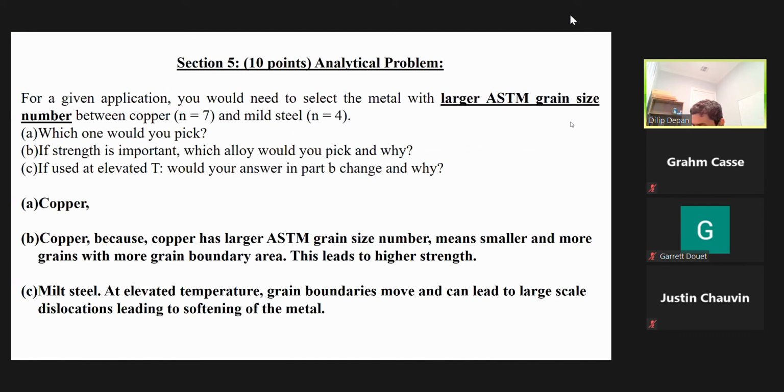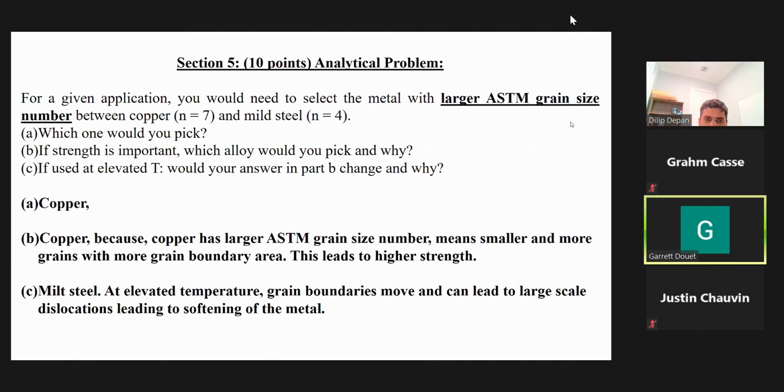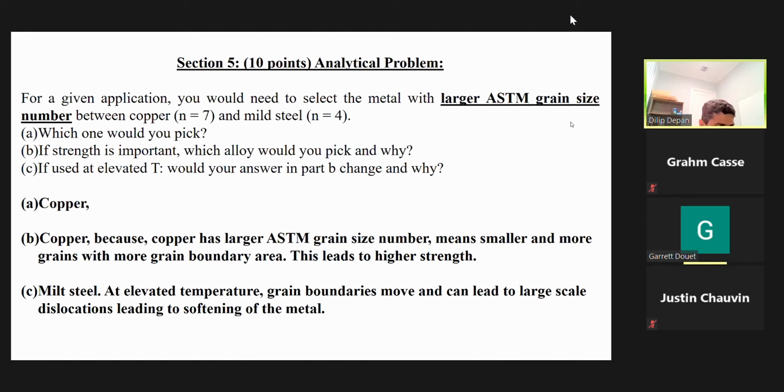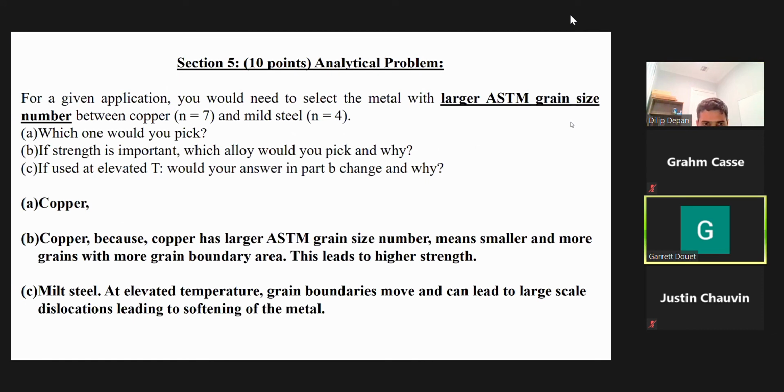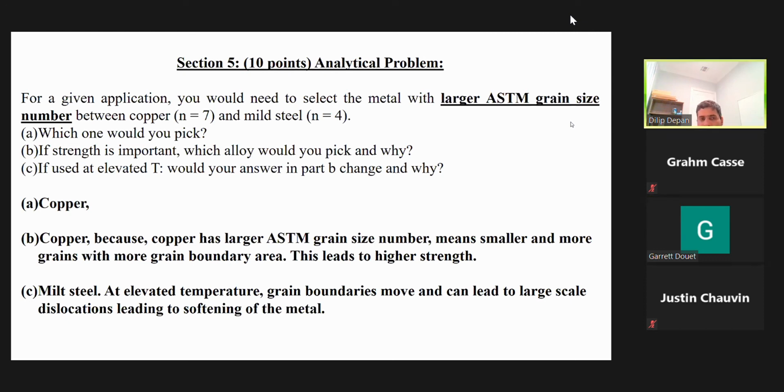Does it make sense, guys? Yep. Alrighty. I have a question for C though. To be more specific about the temperature, could you say something like above half the melting temperature of copper it would be? Okay. Yes. Yes.